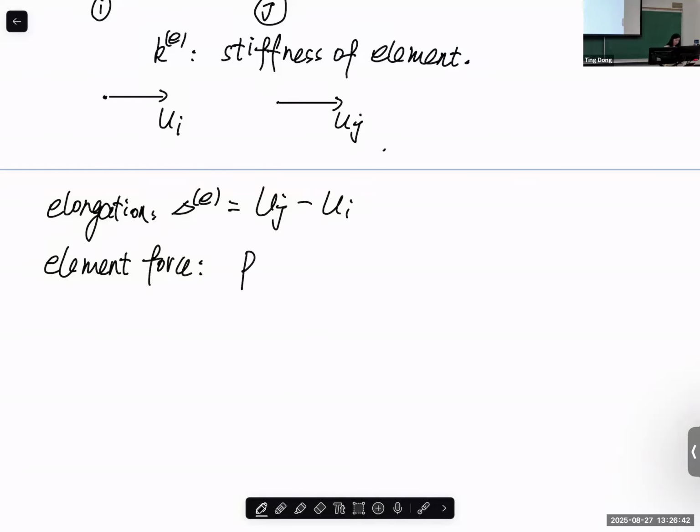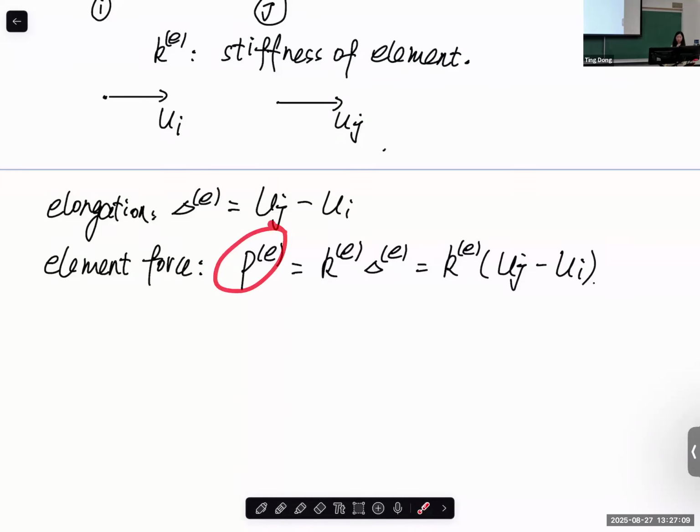Let's put P as element force, and superscript E means for this element, equal to the K stiffness of this element times elongation of this element. So it equals K (uj minus ui). To make a connection from what you learned from mechanics of materials, this element force here is the same as the internal force.